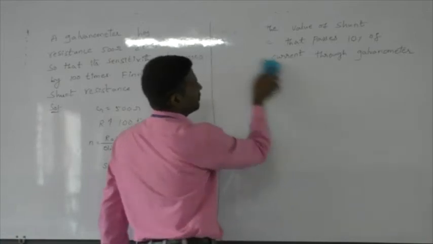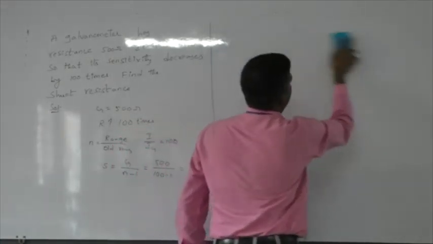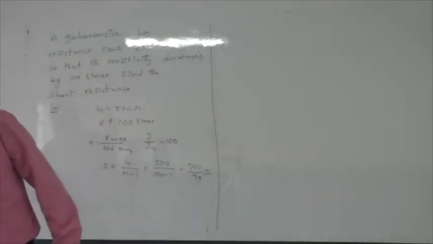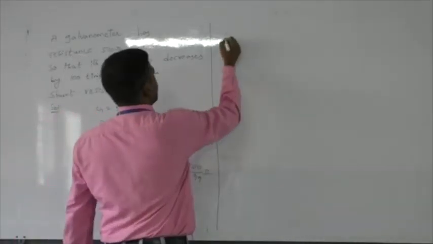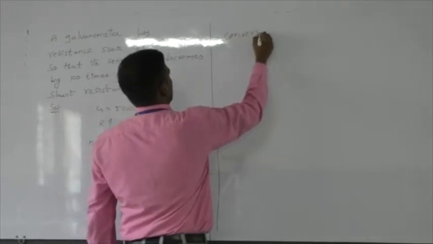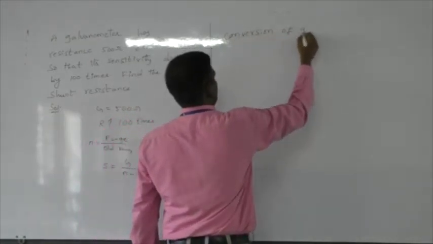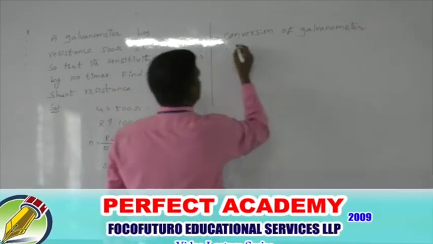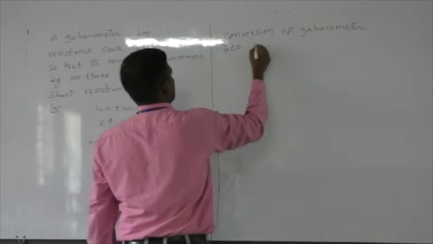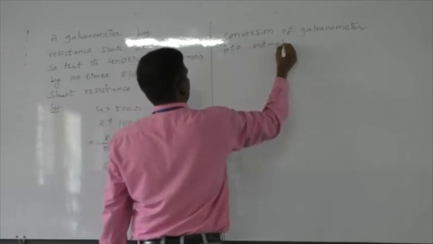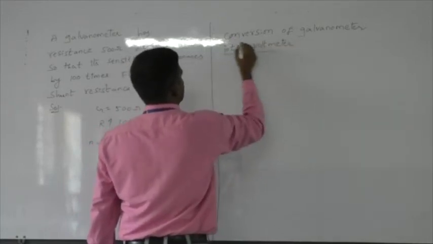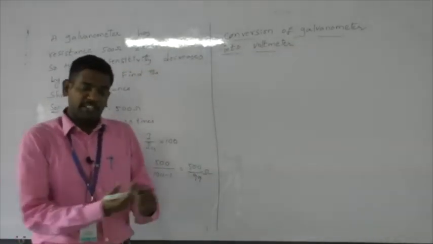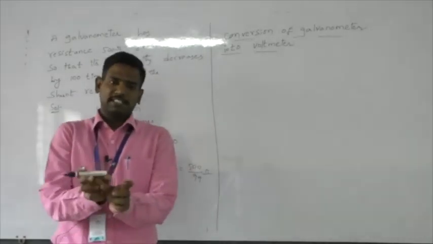And with this background, let us step into the next concept, that is how to convert the galvanometer into voltmeter. A galvanometer can be conveniently converted into a voltmeter by connecting one series resistance to it.